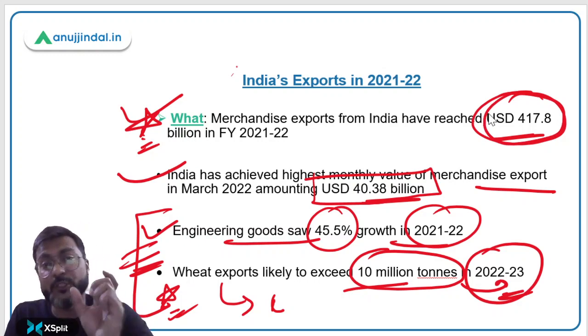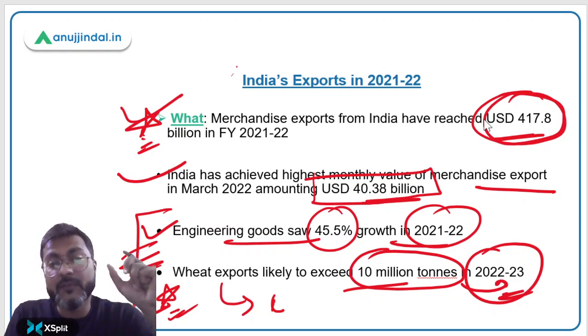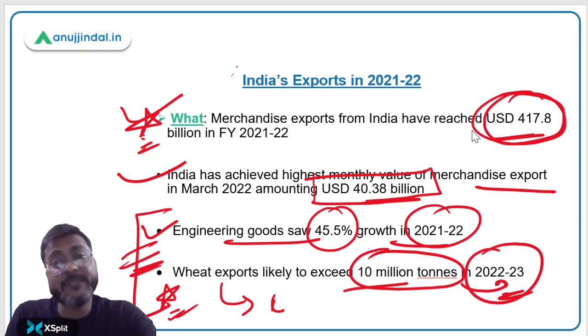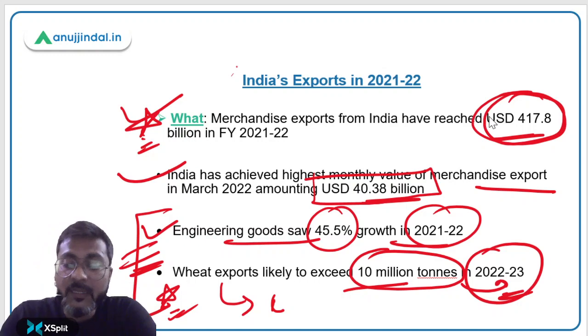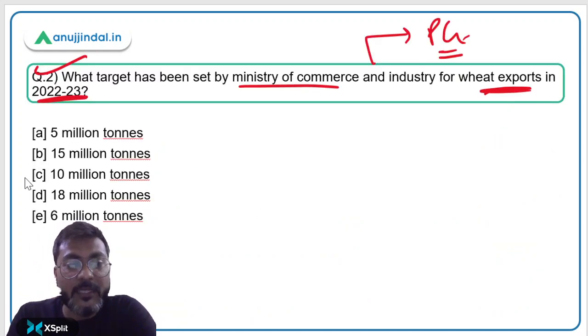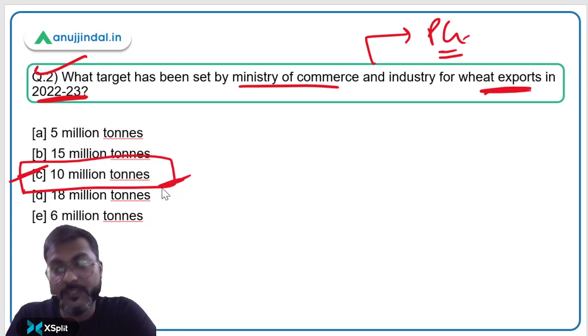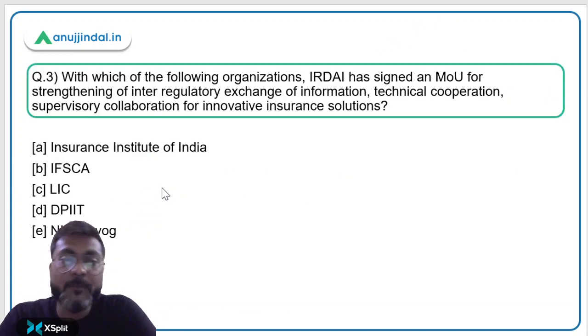$417.8 billion, this number you should remember. Okay, that is the value of merchandise exports from India in the previous financial year, that is financial year 22. And now let's come back to the question. So the correct answer, guys, will be what? Option C, 10 million tons is the correct answer to this question. Moving ahead to question number 3.